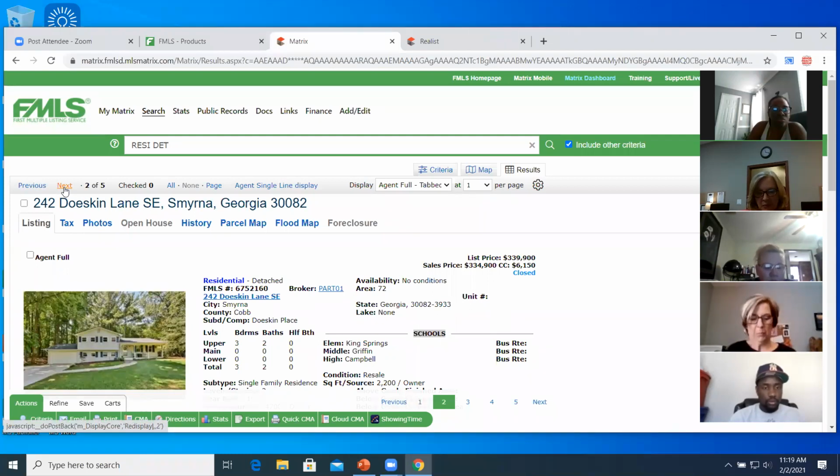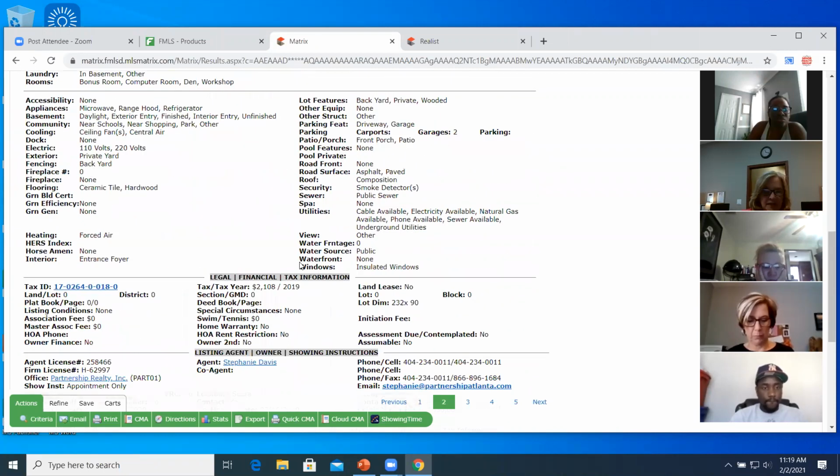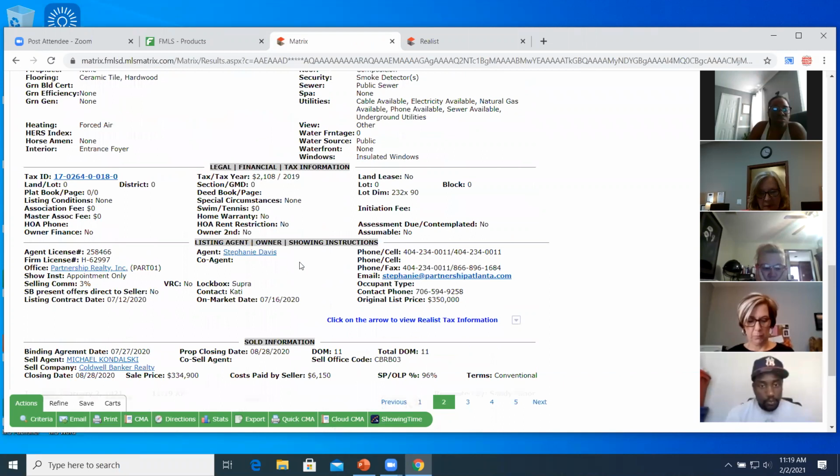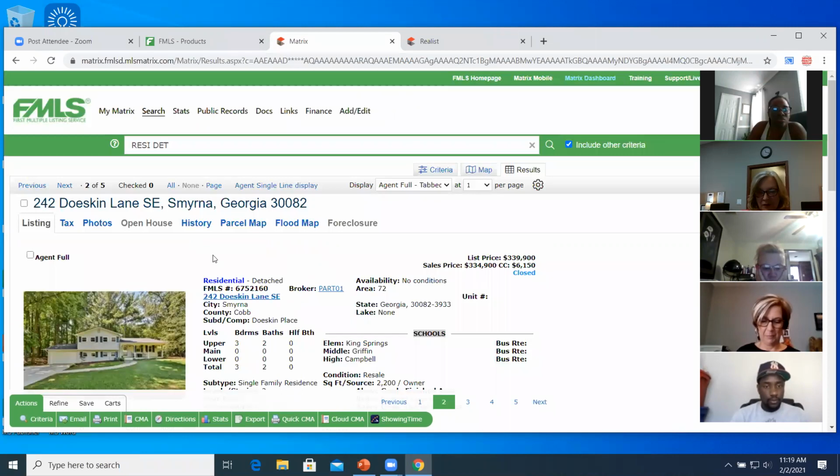Well, this one looks a little bit more similar. It's 2,200 square feet. It's a 3-2 versus a 4-3 that the subject property is. But it doesn't have a basement. And this one sold for $334,000. But again, it's in Smyrna, so it's got different schools, different things than the property we're looking at. On the market for 11 days. So I may or may not use this one either.